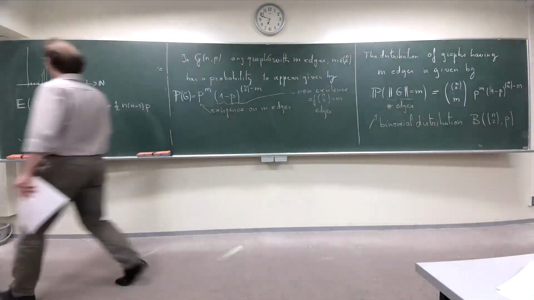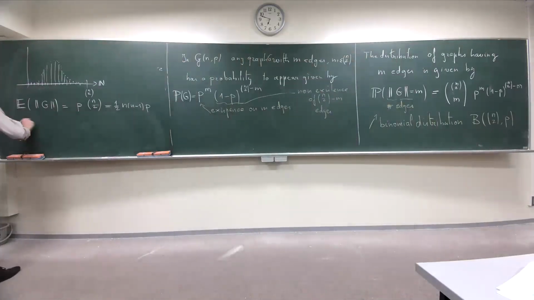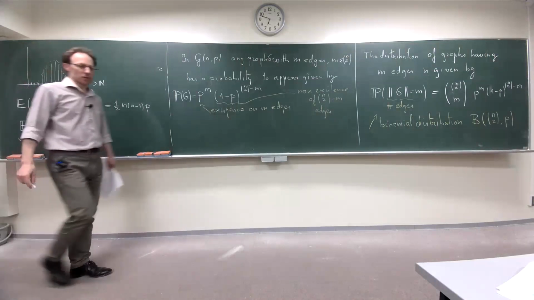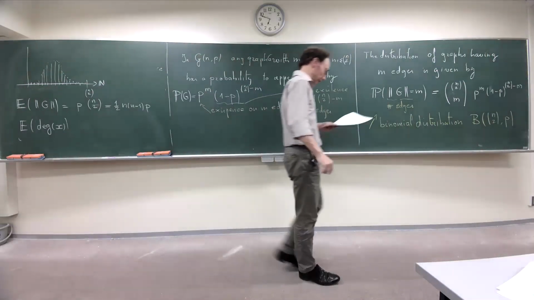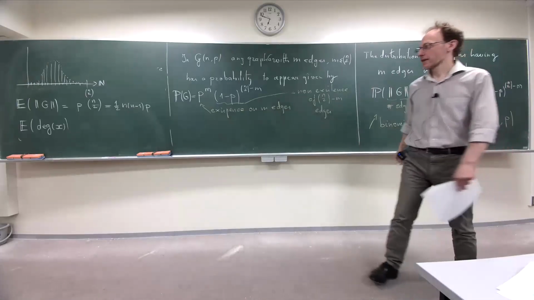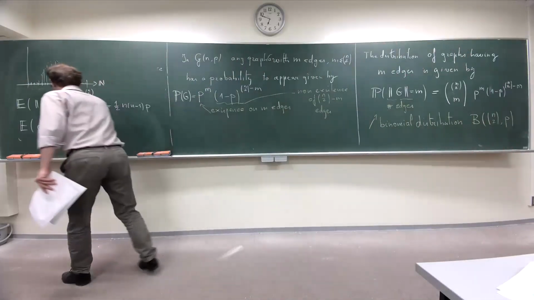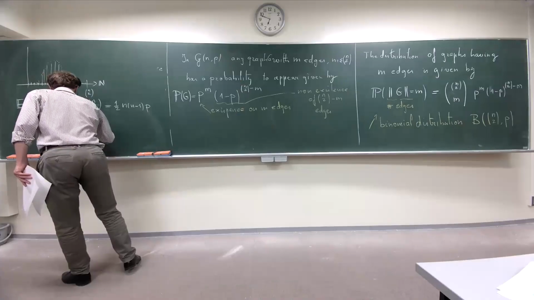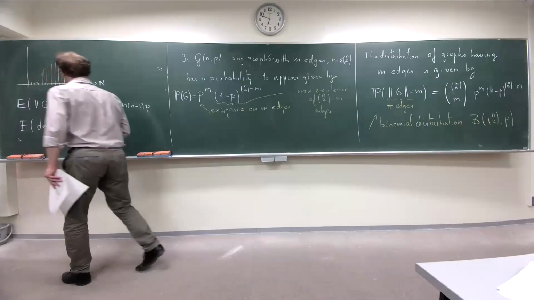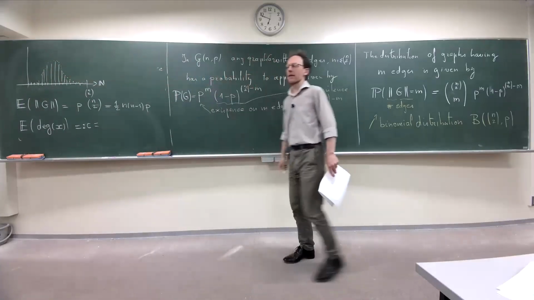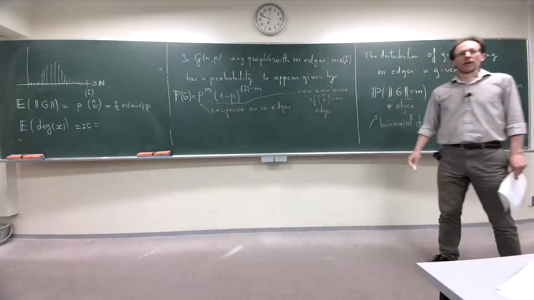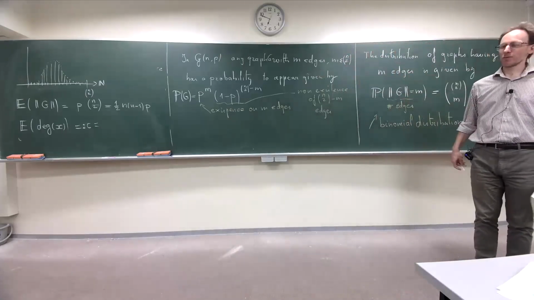What is the expected degree at x? You can choose any x. It doesn't matter. It's completely symmetric with respect to all x. Can you again guess? And I'm going to give a name to this quantity. I'm just going to call it c, because this c will appear later. Can you guess? You can deduce it from the previous line.